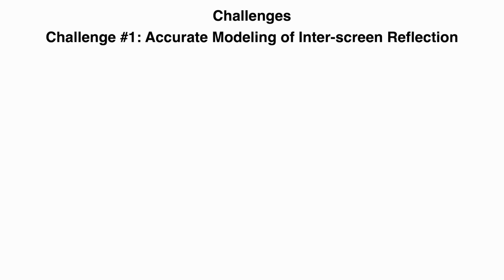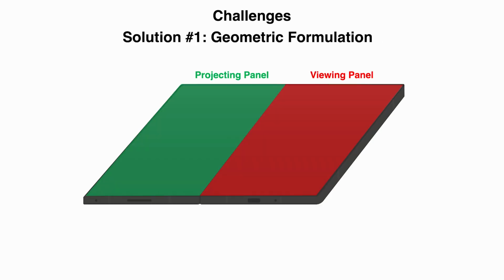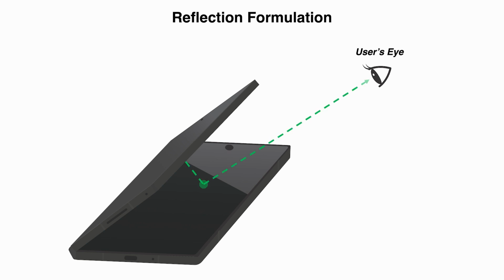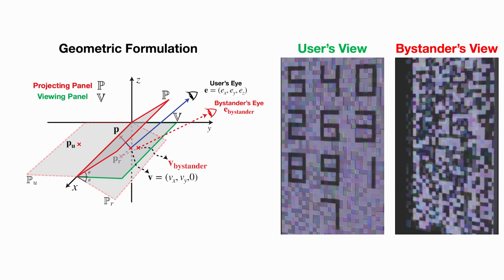However, developing Fold2Unfold raises practical challenges. One key challenge is accurately modeling the inner screen reflection. For a source point on the projecting panel, the reflected point appears at different locations on the viewing panel depending on the viewer's position. Using the geometric model, we back-project the light path from the user's eye to the source point and derive the warping in real time. This allows the content to align only at the user's viewpoint.